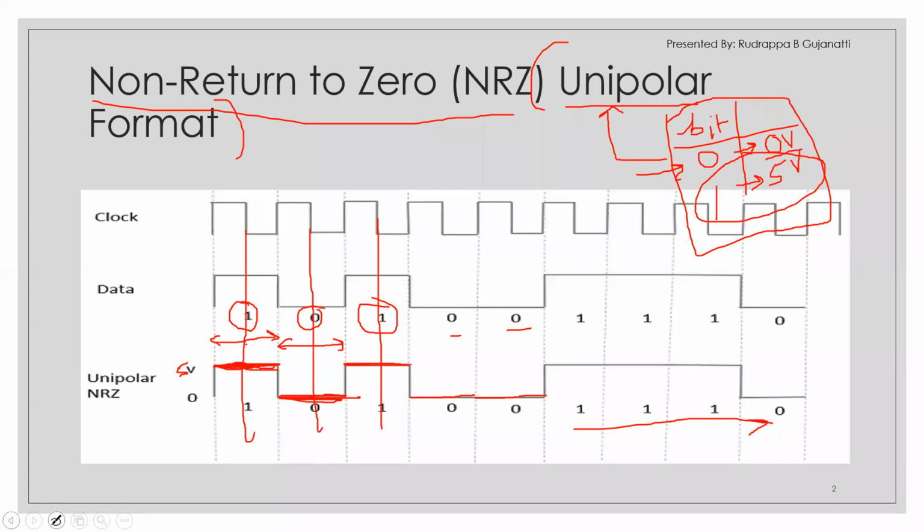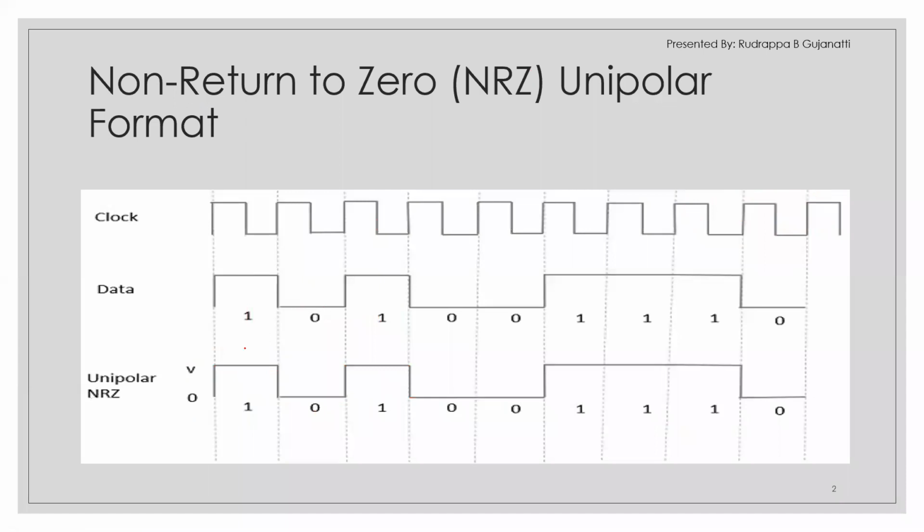Therefore, such kind of representation is called non-return to 0. And since we are using just one polarity, say for example 5 volt, it is classified as unipolar format. Non-return to 0 unipolar format. So in non-return to 0, during the given bit period or bit interval, the voltage representation remains at its level. That is, if it is logic 1, it will remain at 5 volts, and if it is 0, it will remain at 0 volt. So this format is called NRZ unipolar format.